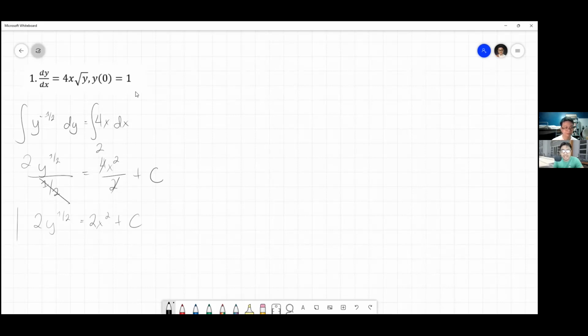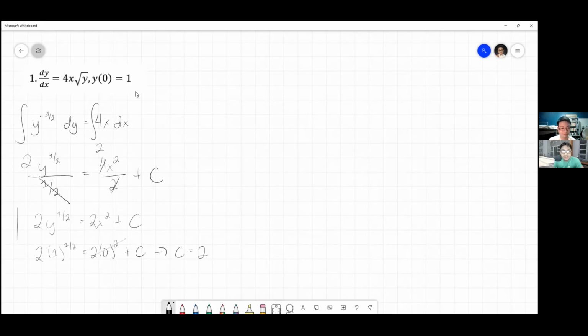Kung wala tayong given na initial condition dito, which is in this case y of 0 equals 1, ito na yung pinakasagot natin. Pero dahil meron tayong given dito, so kailangan nating tanggalin tong c na to, tong integration constant natin. So that's as easy as substituting x equals 0, then y to 1. So that is 2 times 1 raised to 1/2 equals 2 times 0 squared plus c. You would get a value of c that is equal to 2.